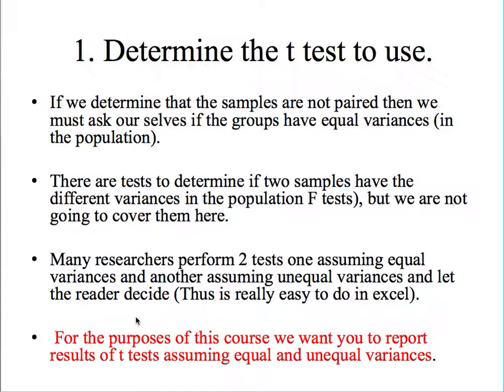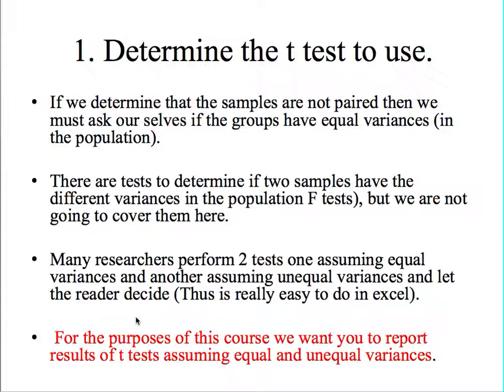Then if you determine that the samples are not matched or paired, you have to ask yourself, do we know if the variance in the population for one of the groups is equal to the variance of the population in the other group? And if they are, then you would assume that they have equal variances. If they're not, then you would use another type of test, a type 3 test.